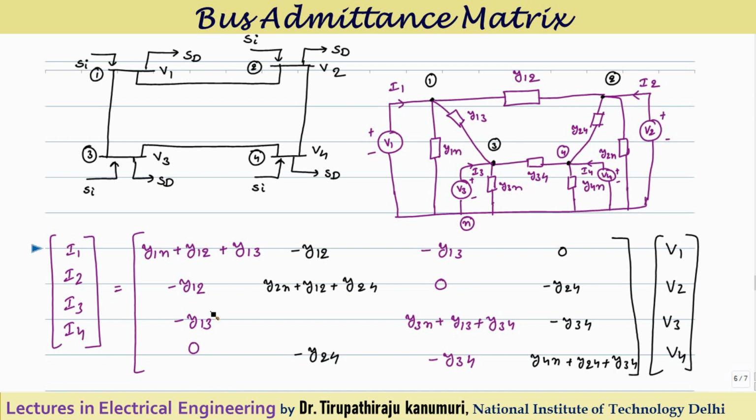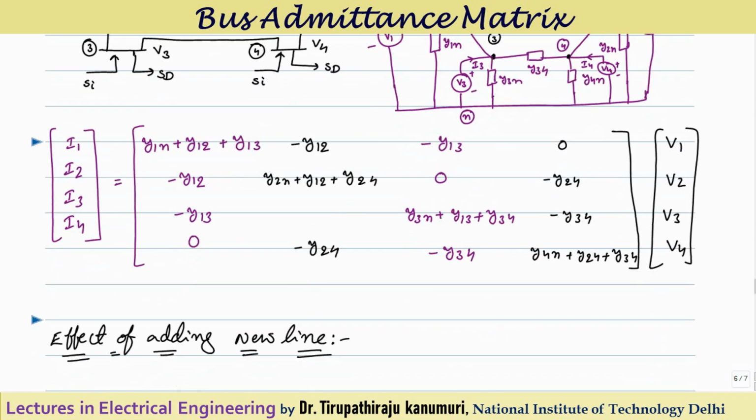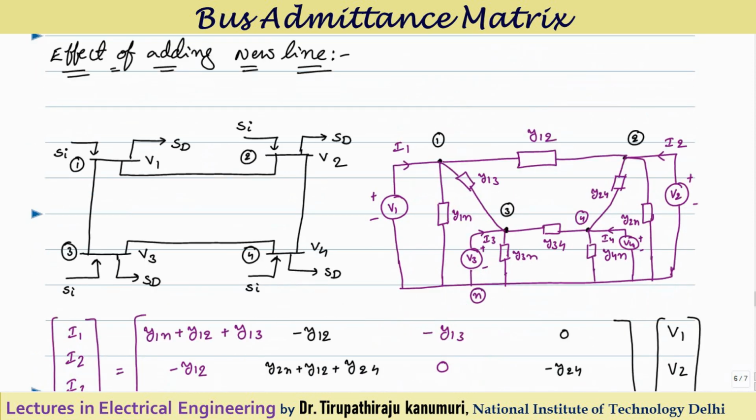That's why the same thing is repeated here with a negative sign. So in this way you have to represent it. Once you understand the basics, I think it is very easy to form the Y bus. So similar is the case.